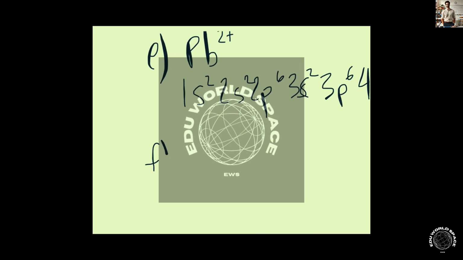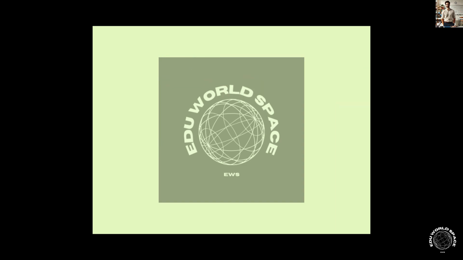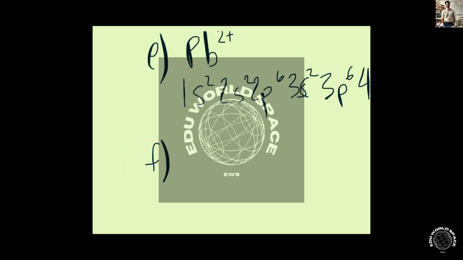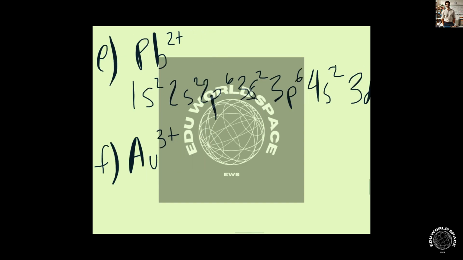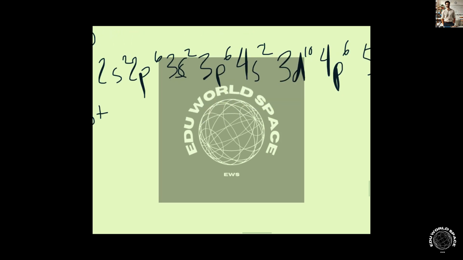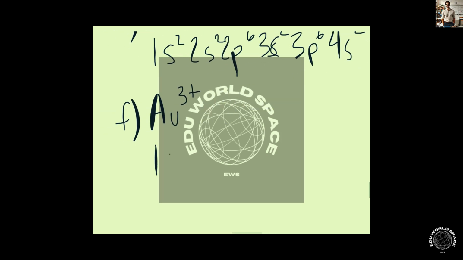Okay? And the final ion that we're going to do is gold with a +3 charge. This is going to be very similar to what we just wrote out for lead, but we'll just change some things when we get to the end here.